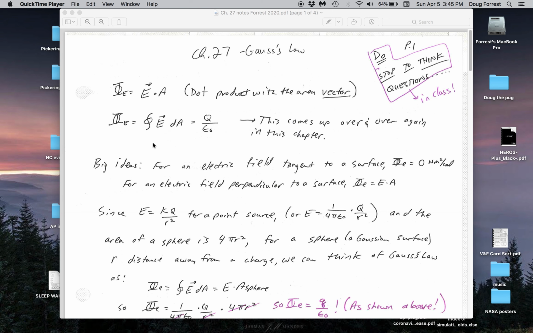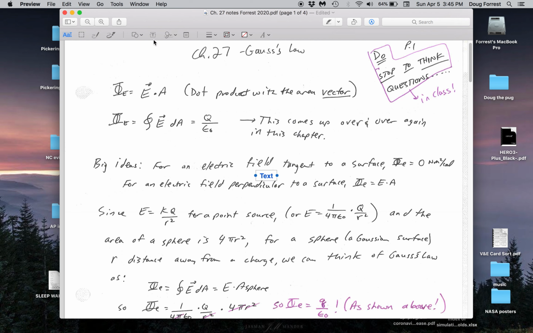The thing that's interesting about this is that electric flux only depends on the charge enclosed within an area. So this Q would probably be better called Q enclosed, as opposed to just Q.